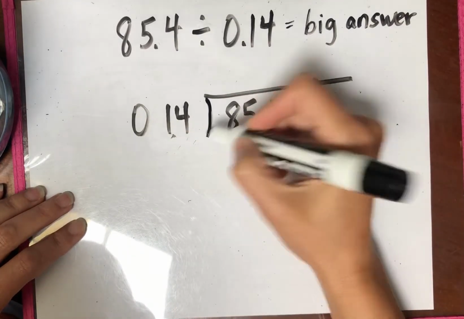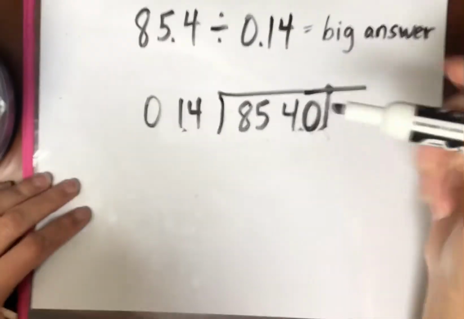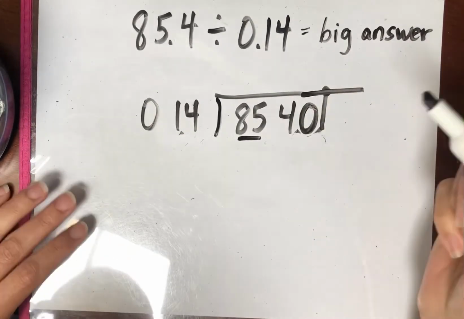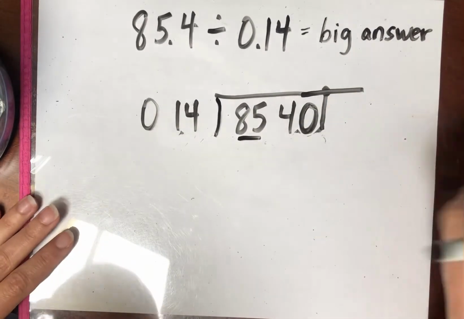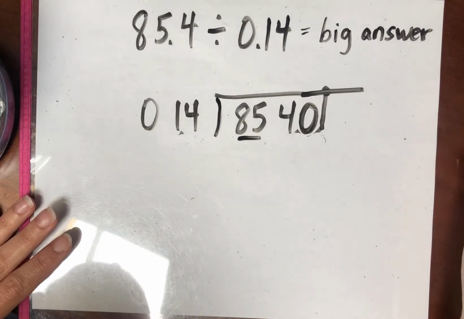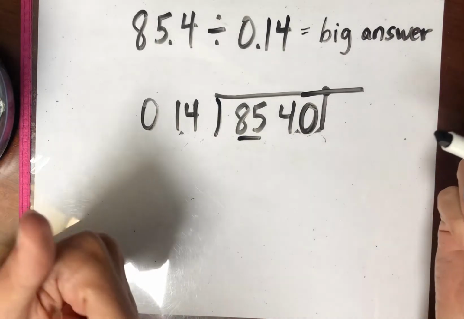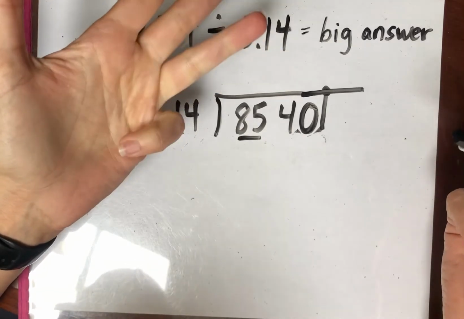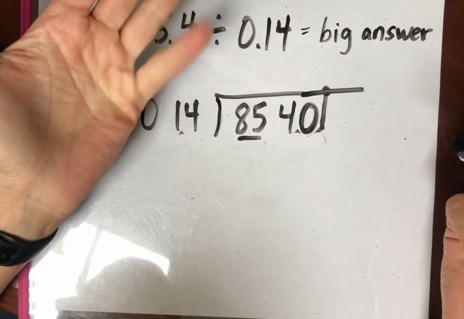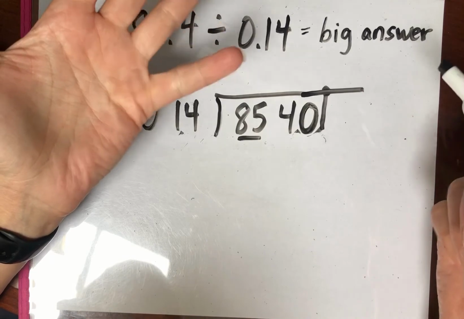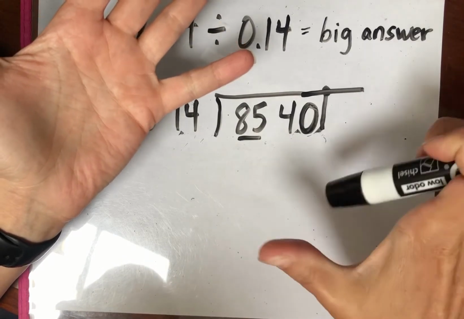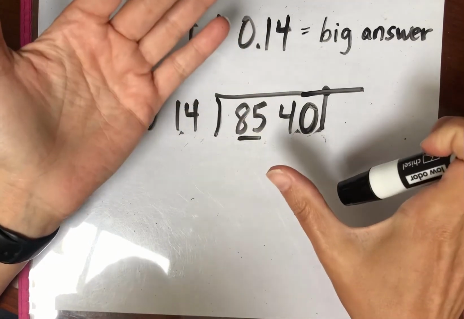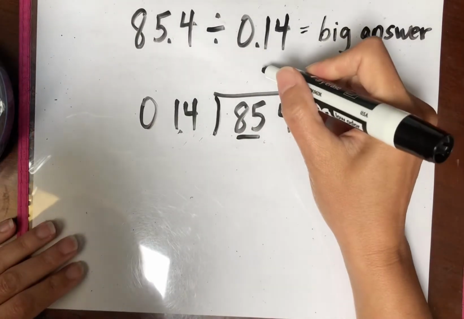So now I have to think, how many times does 14 go into 8? None. How many times does 14 go into 85? So I'm going to think about my multiples of, say, 15. So 15, 30, 45, 60, 75, then it would be 90. But because it's 14 and not 15, I'm going to try 6.